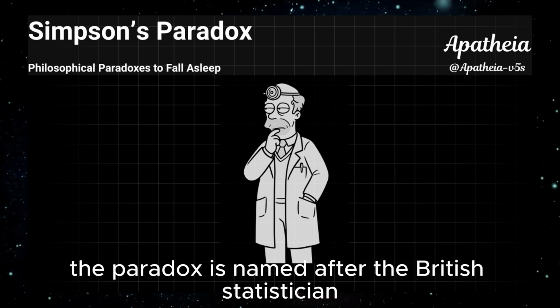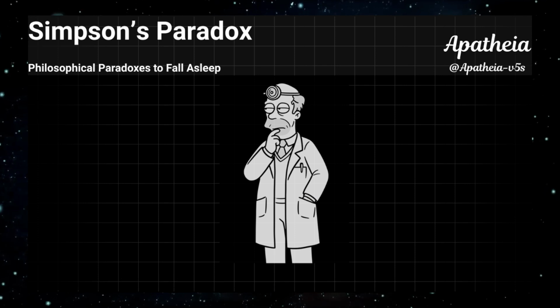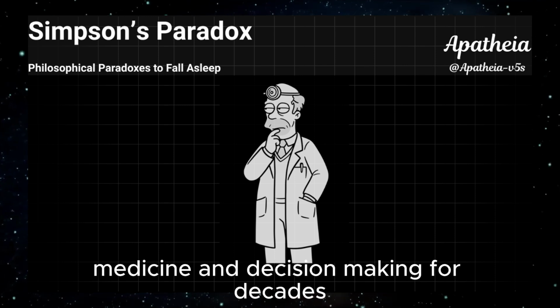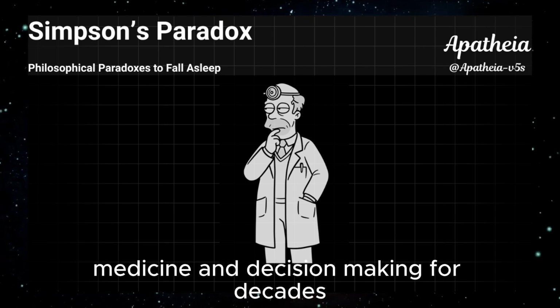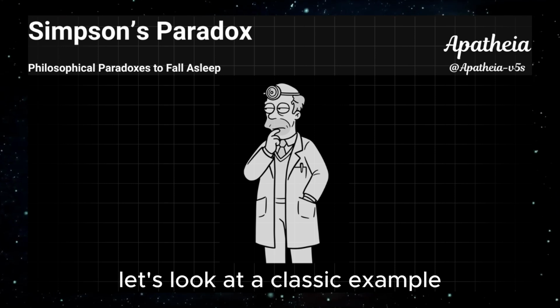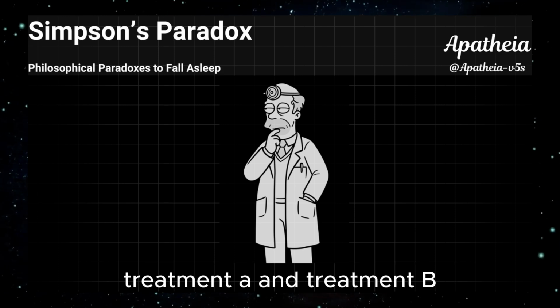The paradox is named after the British statistician Edward H. Simpson, who described it in the 1950s. But the basic idea has appeared in research, politics, medicine, and decision-making for decades, even centuries, under various names. Let's look at a classic example. Imagine two treatments for kidney stones, treatment A and treatment B.